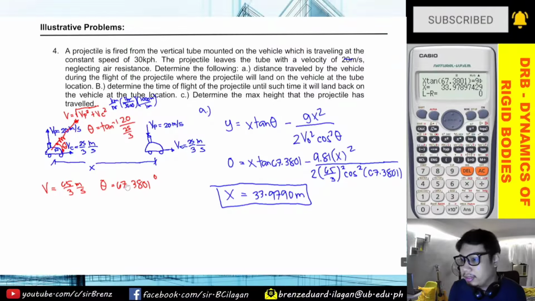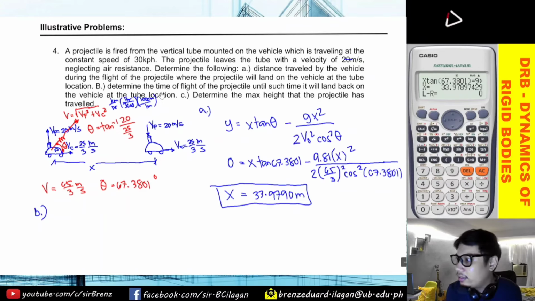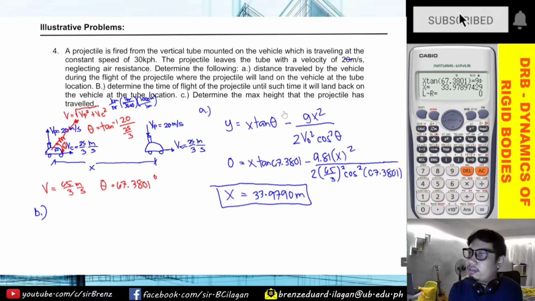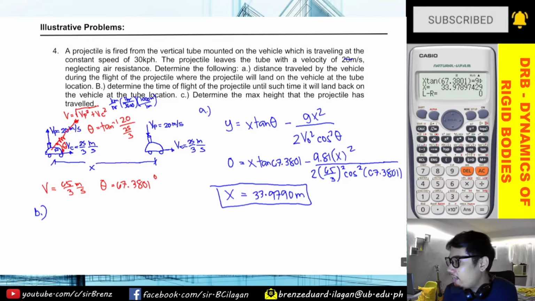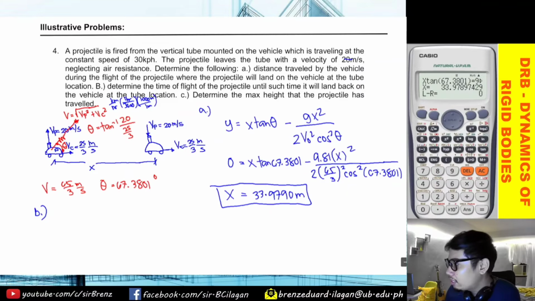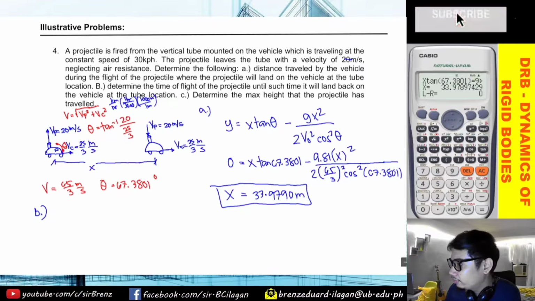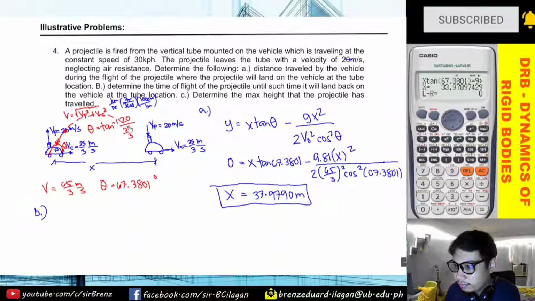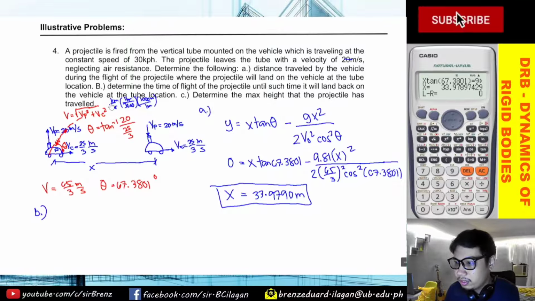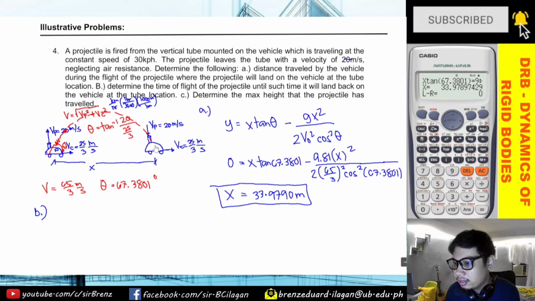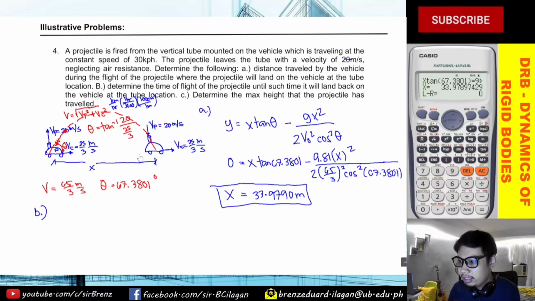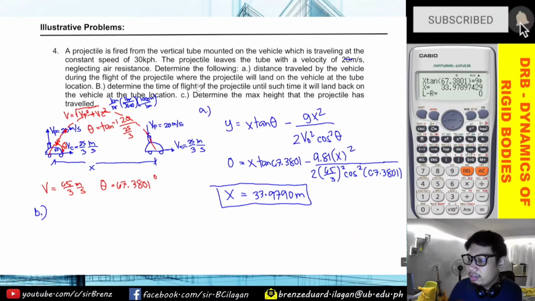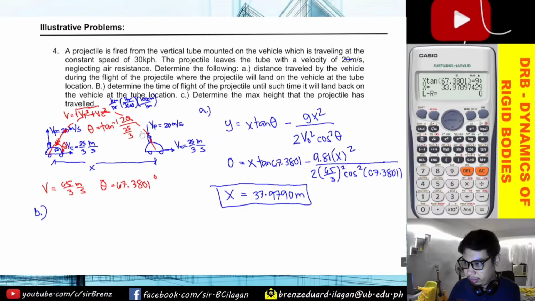Next, for letter B. What is the next question? Determine the time of flight of the projectile until it lands back on the vehicle at the tube location. So again guys, under projectile motion, let me put the trajectory here. Oops, the shot goes into the hole. The time to reach this point going back down is equal to the time to reach that top point. So since the question is the time of flight, we don't need to compute the time up to the top and then the same time to reach the bottom. That would make the discussion longer.